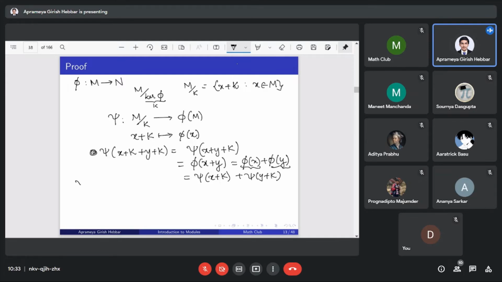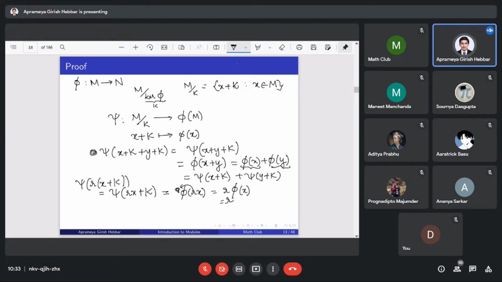So similarly, psi of r times (x plus K), what would this be? By definition, this is psi of (rx plus K), by definition of the quotient modules. Now by definition of psi, this is nothing but phi of rx. Since phi is an R module homomorphism, this r comes out, r phi of x.